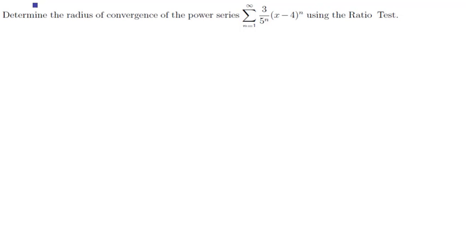Determine the radius of convergence of the power series, the summation n going from 1 to infinity of 3 over 5 to the n times x minus 4 to the n, using the ratio test. So let's start this thing off right here. For the ratio test, we need a formula for the nth term.